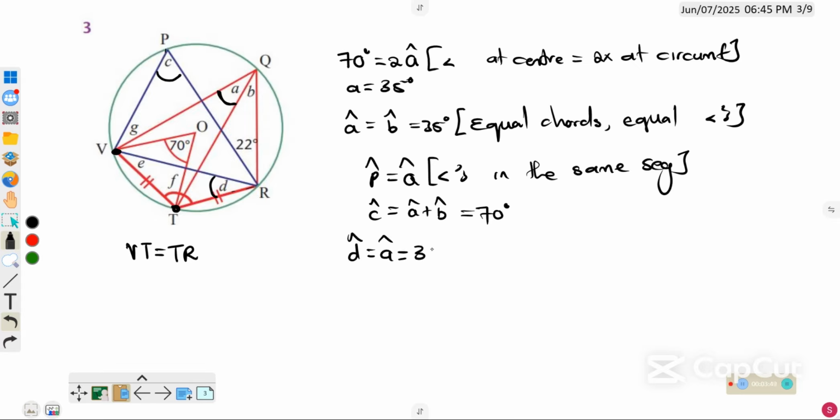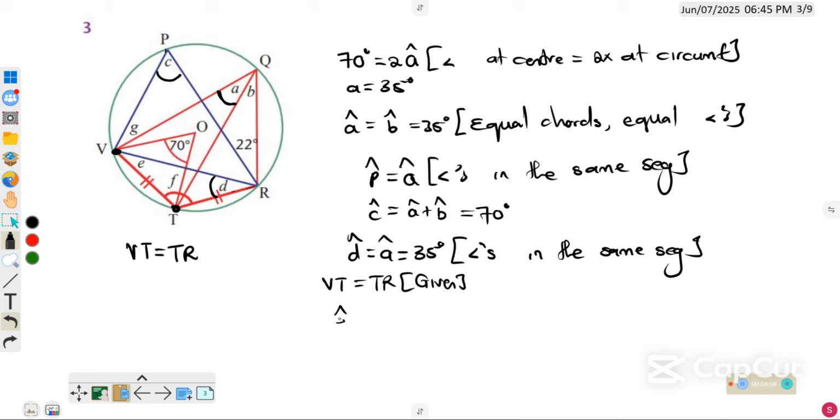Furthermore, what do we have? We now have D. We should find angle E. But lucky for us, they told us that VT is equal to TR, which is given. So by default, that's an isosceles triangle, which means angle E is equal to angle D, and they are both equal to 35 degrees. Why? These are angles opposite equal sides. And we should now focus on finding angle F.